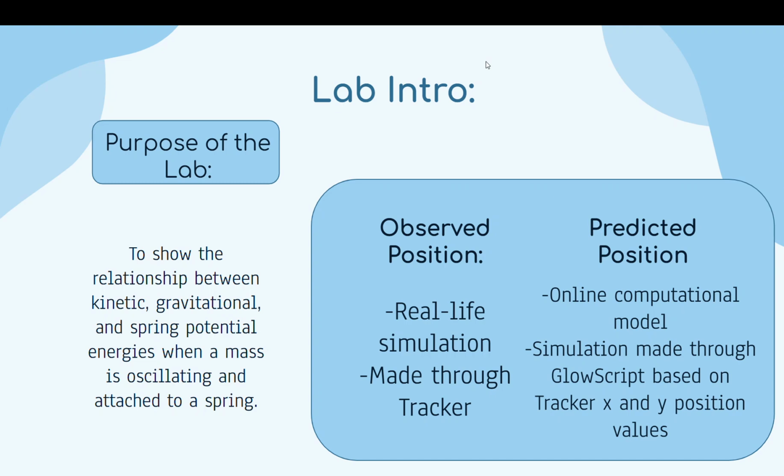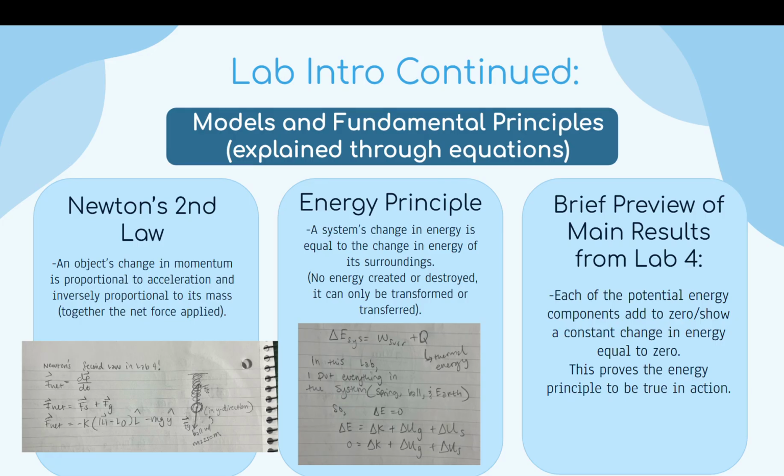So to start, the purpose of this lab is to show the relationship between kinetic, gravitational, and spring potential energies when a mass is oscillating and attached to a spring. What we will see is the observed position, which is a real-life simulation made through Tracker, and a predicted position, which is the online computational model made through GlowScript and based on the Tracker's X and Y position values of the center of mass.